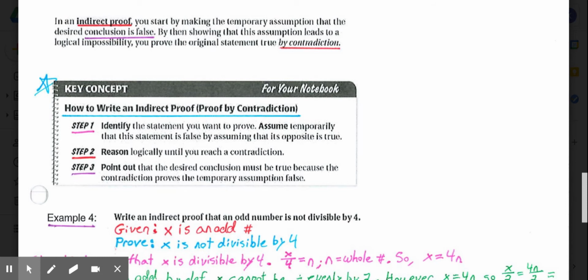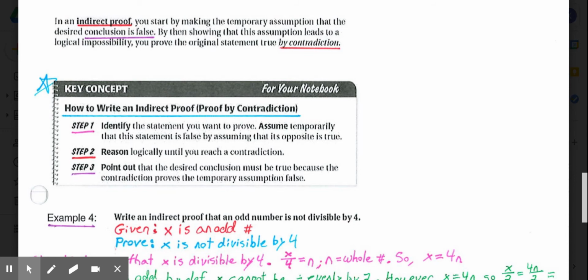So we take that original conclusion and we assume that it is going to be false. Then we show that by making that assumption, it's a logical impossibility to arrive at that statement. So that would be contradicting the original, meaning the original is true.